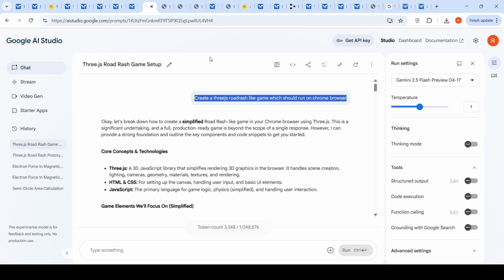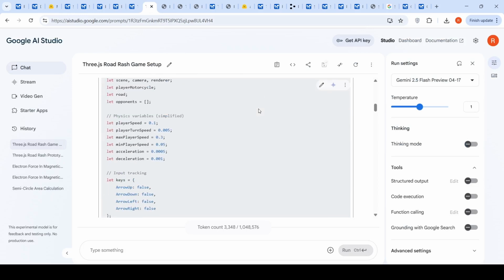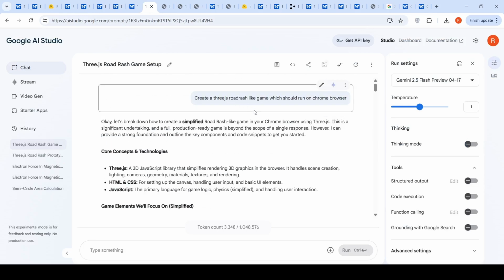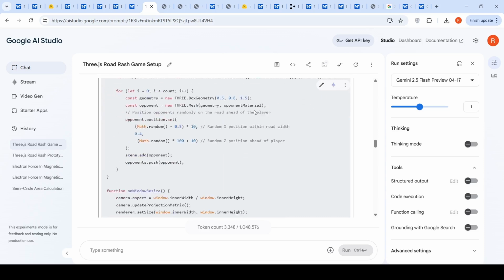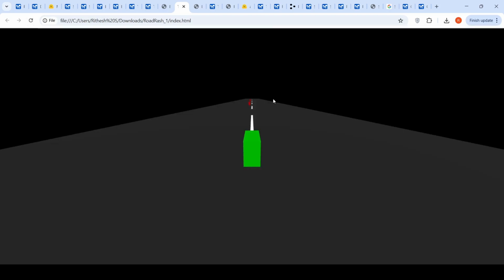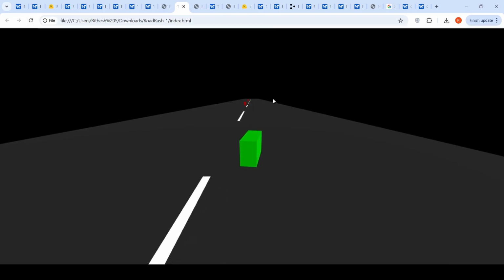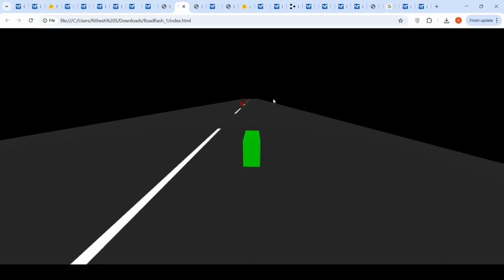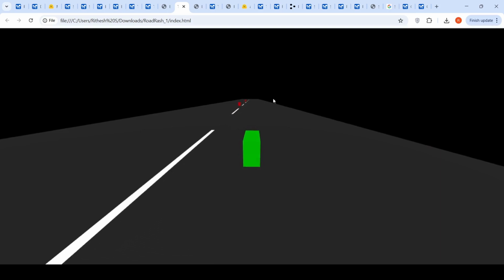So without thinking, I ran this particular prompt: create a 3JS Road Rash game. It gave a separate index file and a separate script file. And with that, this is the kind of thing which I got. Okay, let me refresh it. So this is the thing which I got, which is much better. It's not a good Road Rash game, but at least something close to a Road Rash game is what it has given me over here.